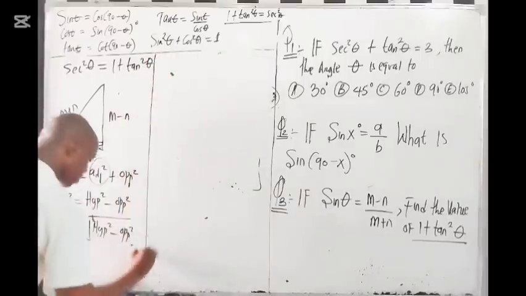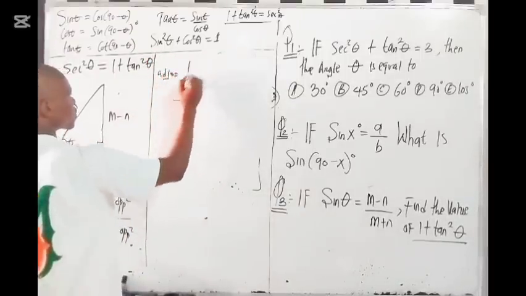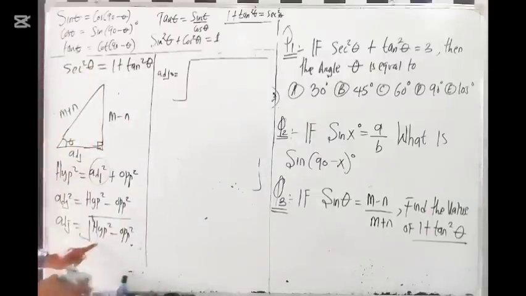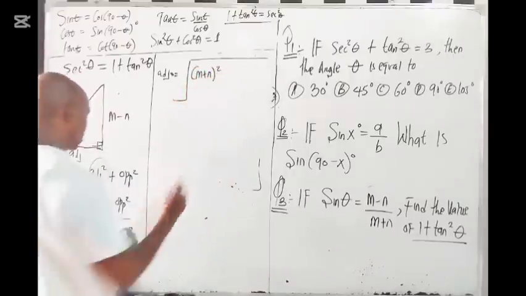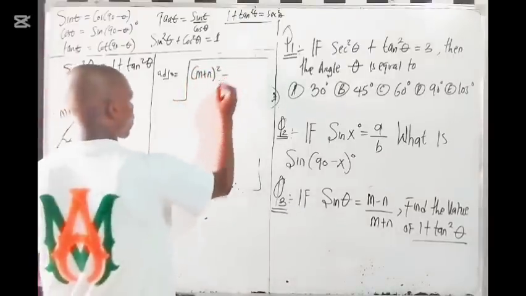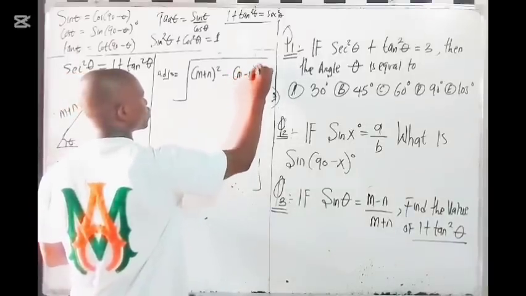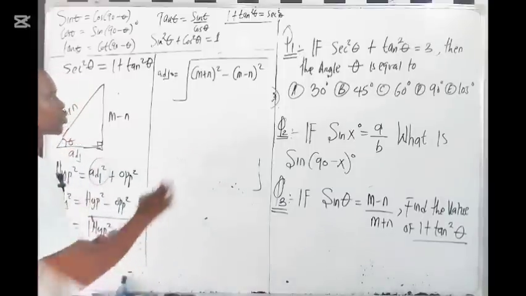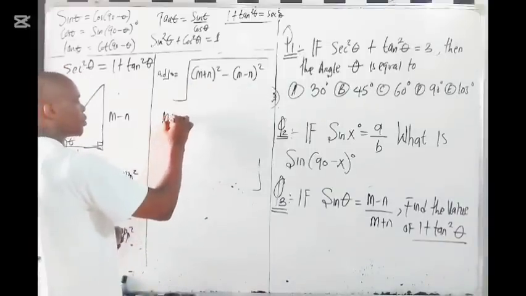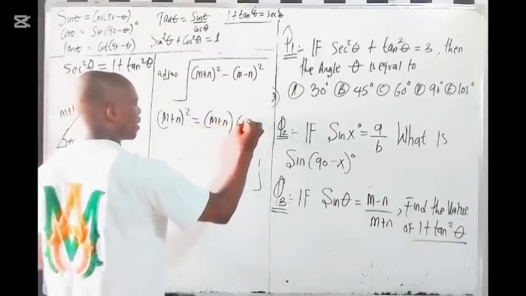Now what I want to do here is to impute the values. Here we have adjacent. My hypotenuse is m plus n, so you have m plus n all squared, minus the opposite, which is m minus n all squared. This is where I want to use the expansion method. Let's take the first one, m plus n all squared, which is the same as m plus n times m plus n.